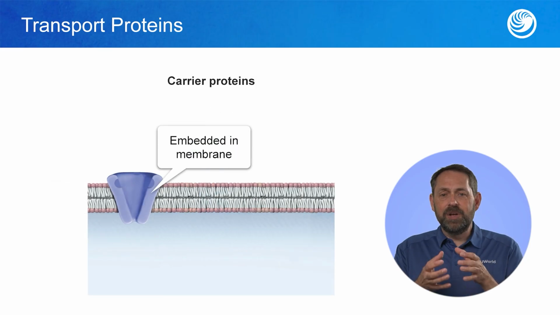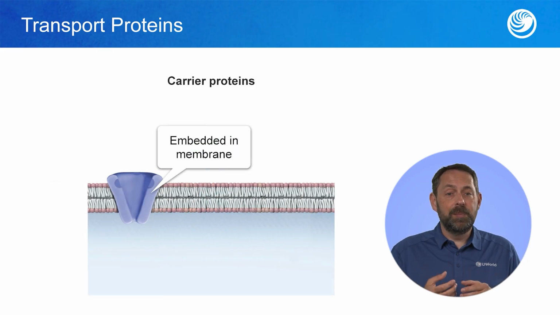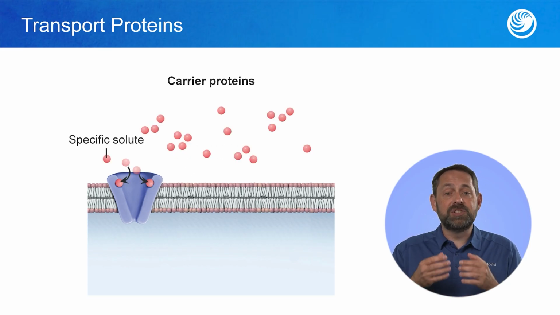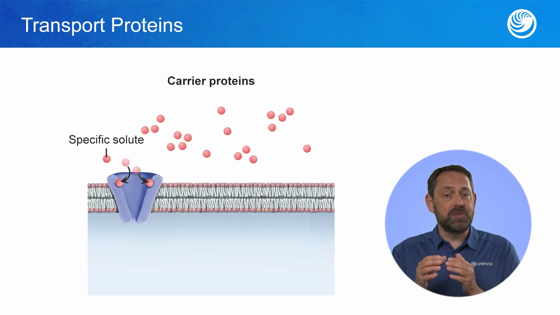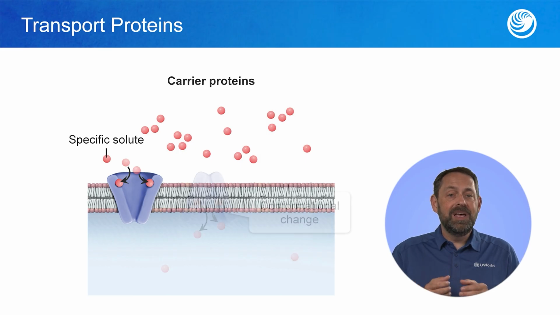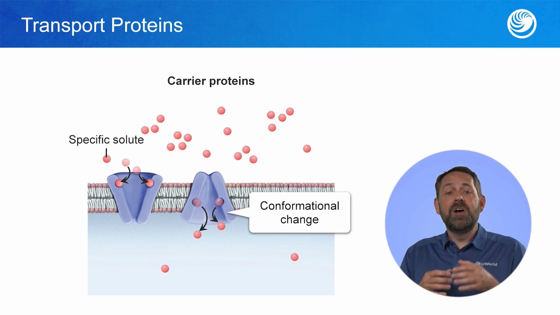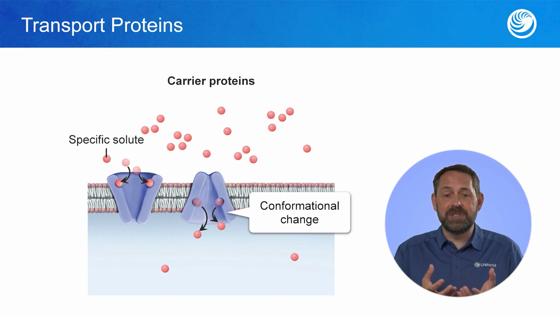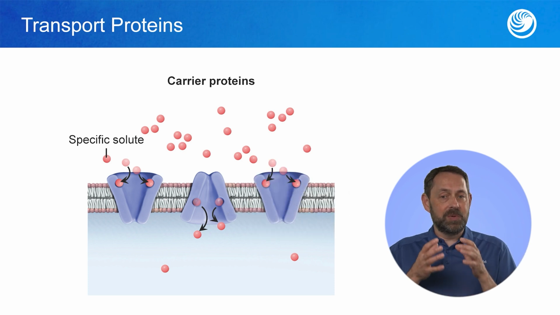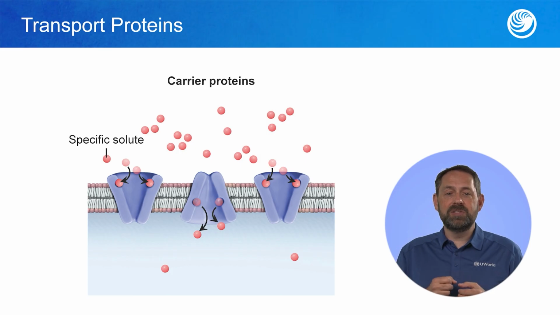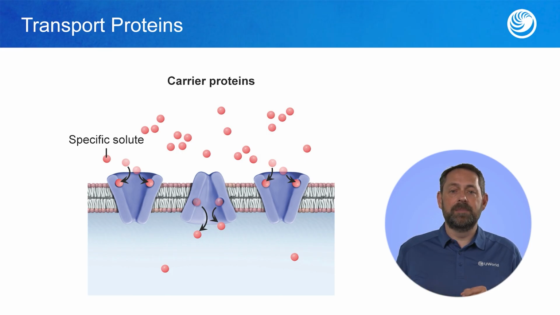Carrier proteins are also embedded in the membrane, but instead of providing a hydrophilic tunnel, carrier proteins transport specific solutes by first binding to them. This binding triggers a conformational change in the protein, causing it to open on the opposite side of the membrane and release the solutes. Once the solutes are released, the protein returns to its original shape, ready to bind to another solute specific to that carrier.